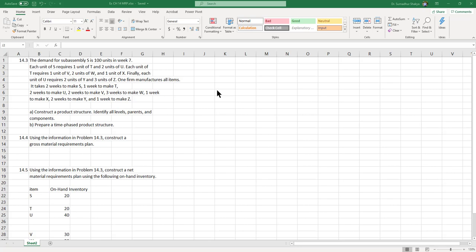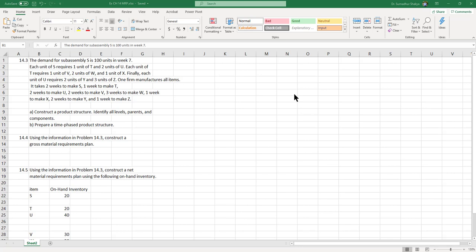Okay, so the first thing we need to know about material requirements planning is the product structure and how individual components tie up to the finished goods. So let's start making the product structure, using the current question as an example. With the given information, we know that we want about 100 units in week 7. So let's start making the structure from top down.